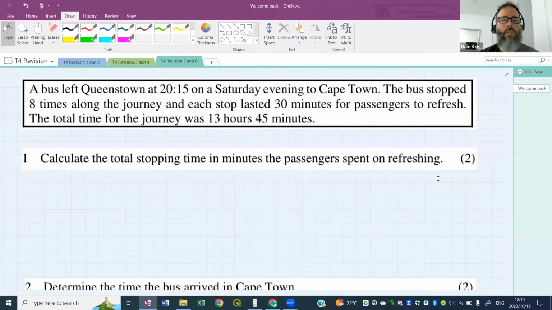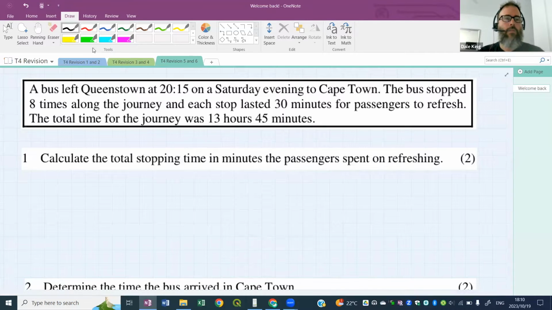Let's start with this one here. We've got a little bit of everything. We've got time, and measurement in terms of metric and imperial. The first one says a bus left Queenstown at 8:15 on a Saturday evening to Cape Town. The bus stopped 8 times along the journey, and each stop lasted 30 minutes for passengers to refresh. The total time for the journey was 13 hours and 45 minutes.